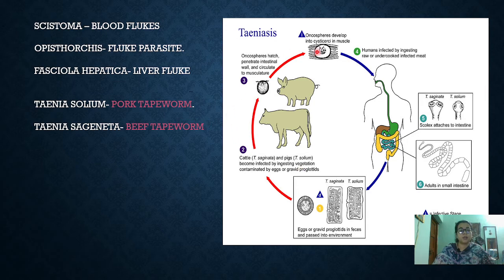And this cycle will be discussed in the later part of the video, when we will be discussing the life cycle of Fasciola hepatica and the life cycle of Taenia solium. These are two important life cycles and what they really do.